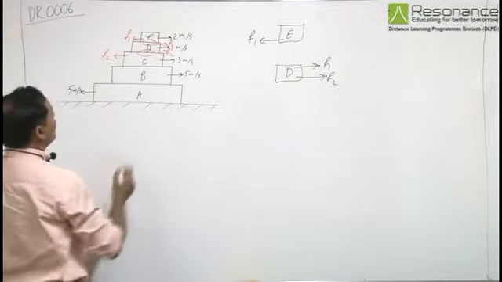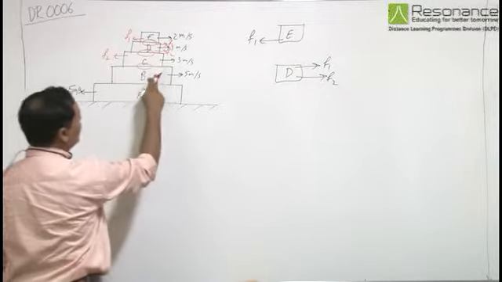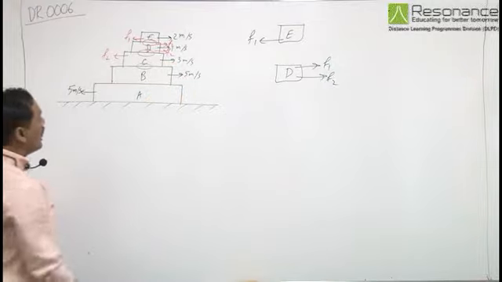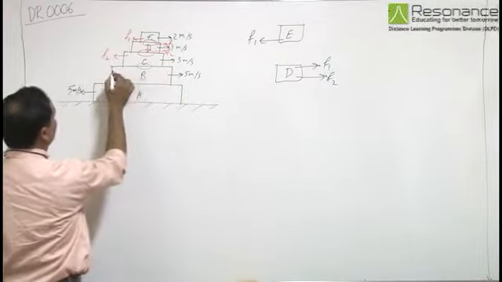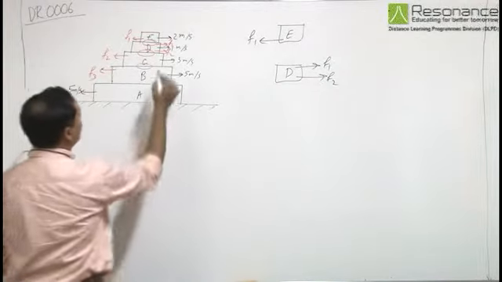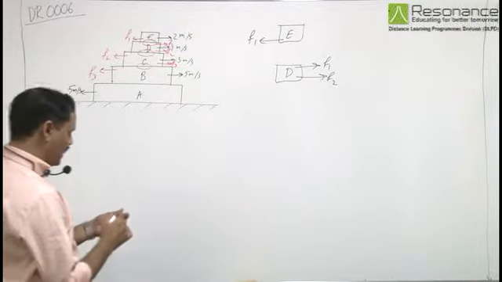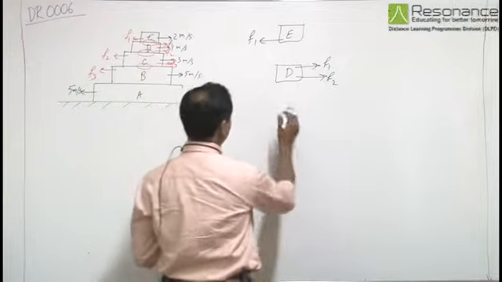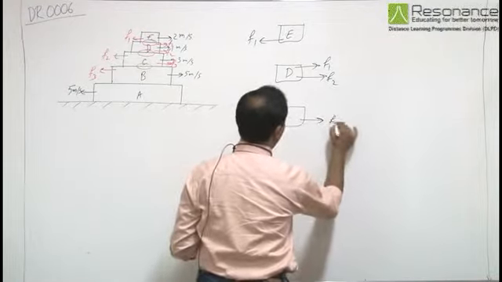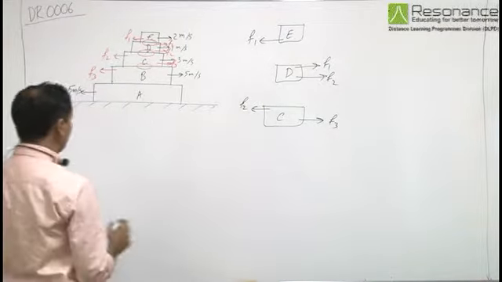Now let us look at the contact surface between B and C. As it can be seen that B is moving forward with respect to C, that means the frictional force on B is in backward direction, let it be F3. So on C it is in forward direction, that is also F3. So for block C, F3 is in forward direction and F2 is in backward direction.